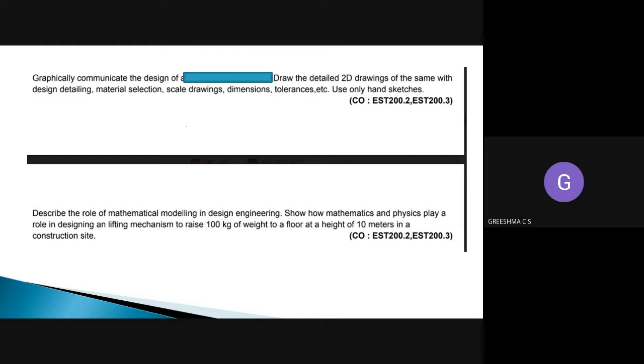Today we will discuss the design of a sofa here. Okay, now we'll design a sofa. The first question is graphically communicate the design of a sofa. That is a previous year question. So you have to prepare 2D drawings, a design detail, material selection, scale drawings, dimensions, tolerance, etc. So how will you do it? Not sofa. Sorry, you will be designing an oven here.